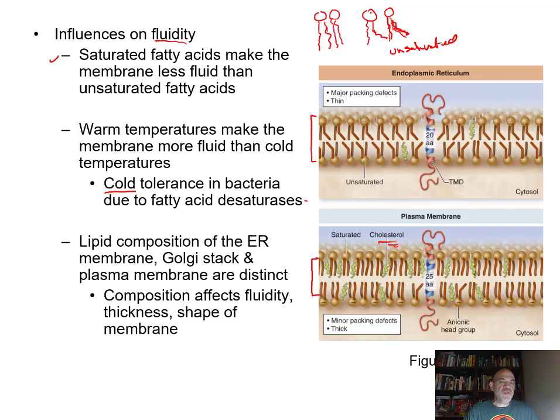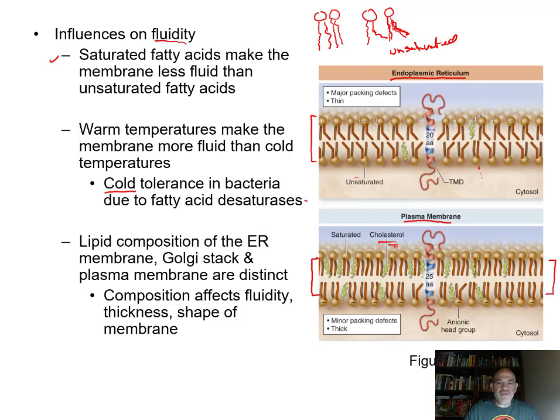Then it also depends on where the membrane is. If we look more closely at the diagram up here, they were actually comparing the bilayer membrane, because the membrane-bound organelles like Golgi apparatus and endoplasmic reticulum are made of phospholipid bilayers too, and this one is of an endoplasmic reticulum. Rough ER, smooth ER, one of those. And the one down here is an actual plasma membrane. Okay? So the plasma membrane tends to have more saturated fatty acids.